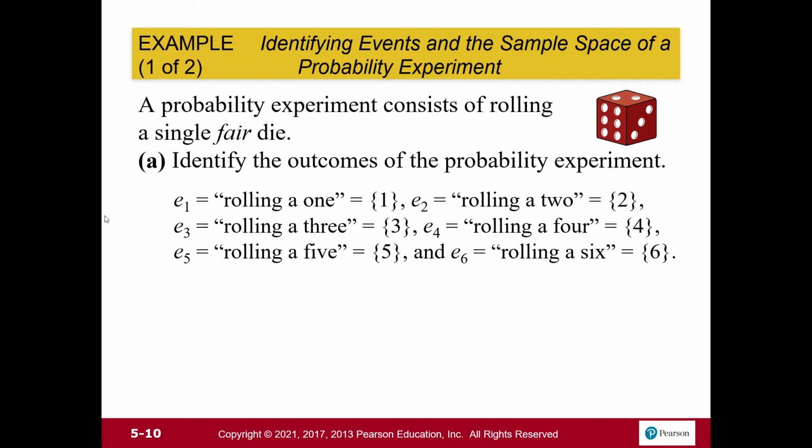And so here's the situation. Rolling a 1, rolling a 2, rolling a 3, rolling a 4, rolling a 5, rolling a 6. These are the different little events. And there's 6 different results.